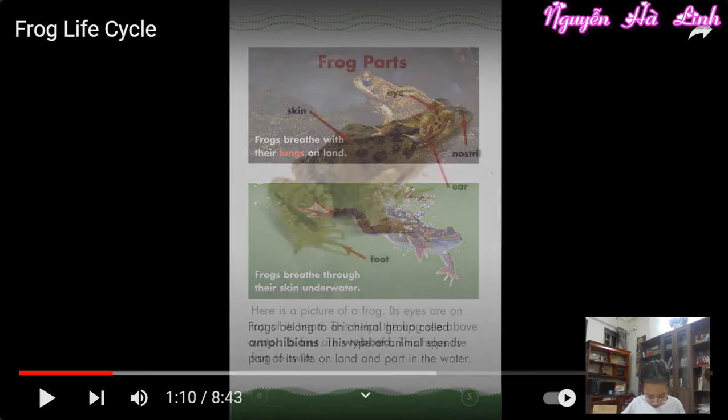Repeat, repeat, repeat. It's time to learn all about the life of frog. Frog breathe with their lungs on land. Frog breathe through their skin underwater. Frog belong to an animal group called amphibian. This type of animal spends part of its life on land and part in the water.